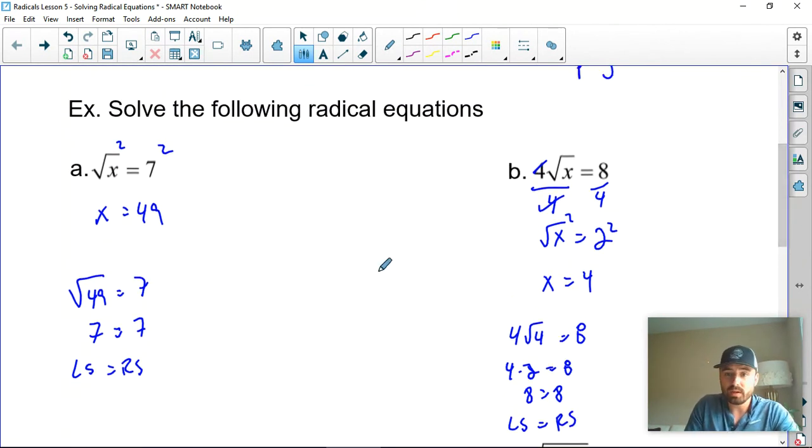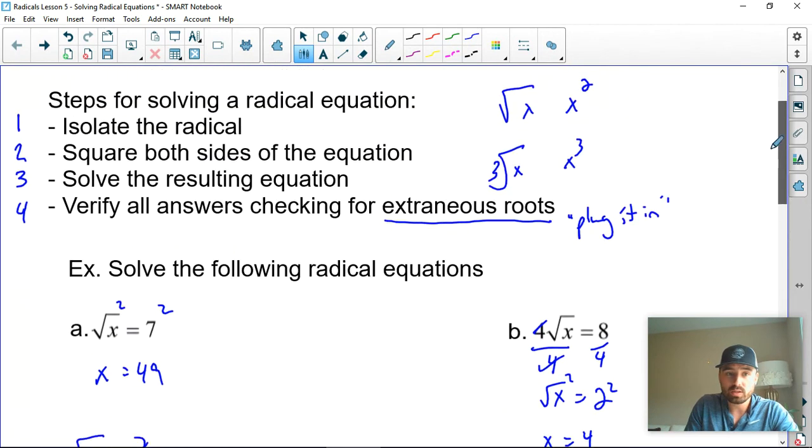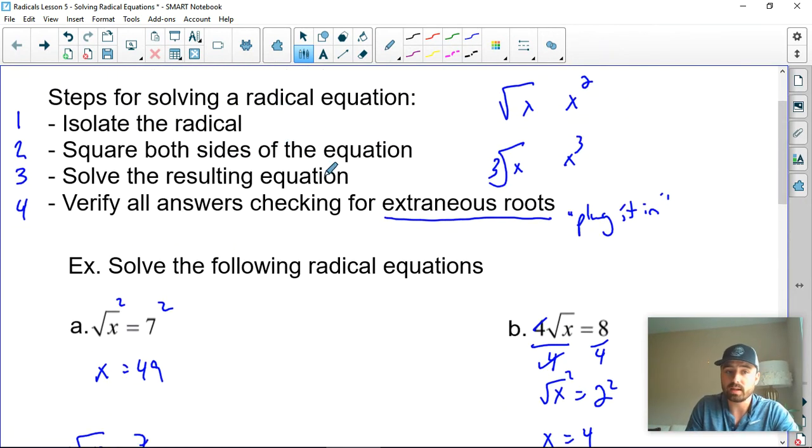So these are 2 very basic ones. Use this checklist to go through these examples. First we isolate, then we square both sides to get rid of the radical sign, and then we solve just like a regular equation. I'm going to do a few more videos here, increasing the complexity.